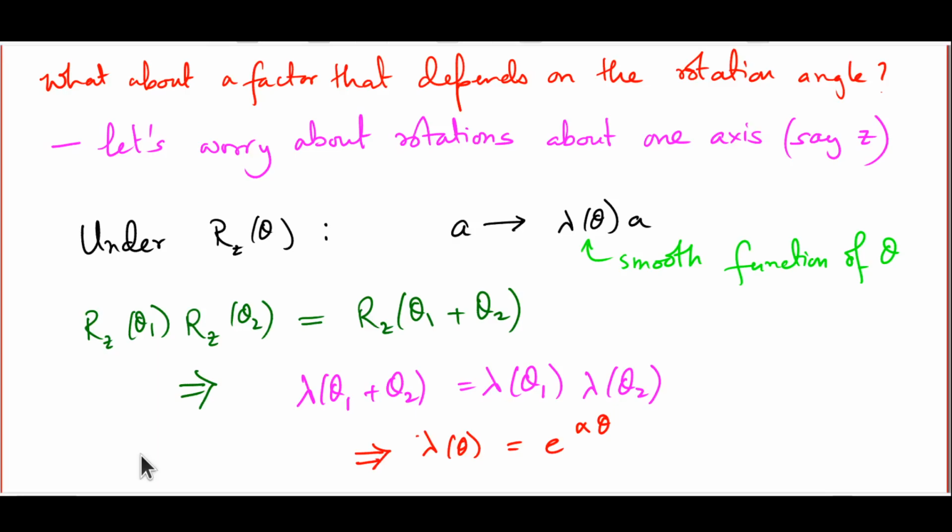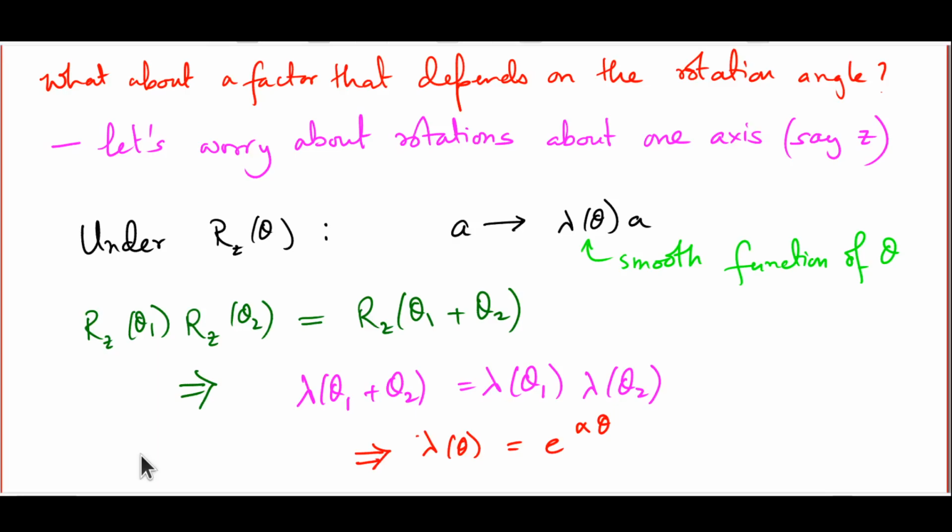Now a smooth function that satisfies this is actually pretty well known. All of you should know the identity of the function which satisfies this. It's nothing but the exponential function. Lambda of theta is e to the power alpha theta for any alpha whatsoever.